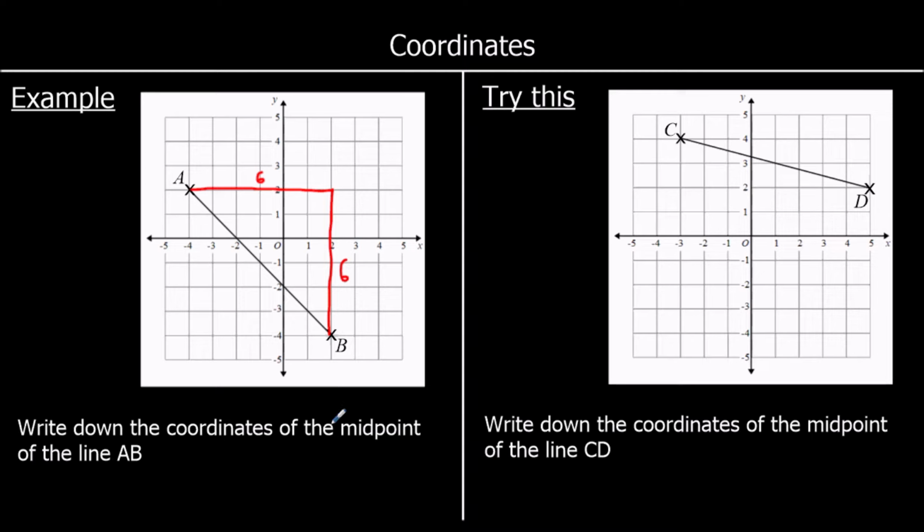Now if we want to get to the middle of the line, we're going to go half as far. So what is half of going along 6 and down 6? Half of going along 6 is going along 3, and half of going down 6 is going down 3.